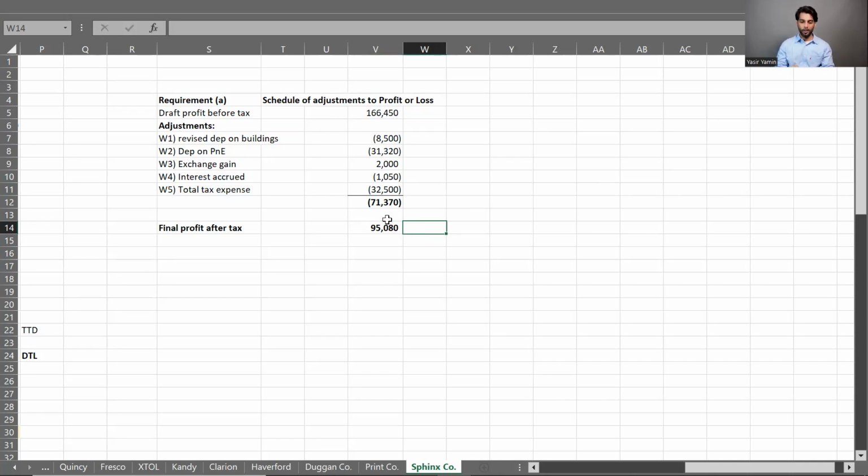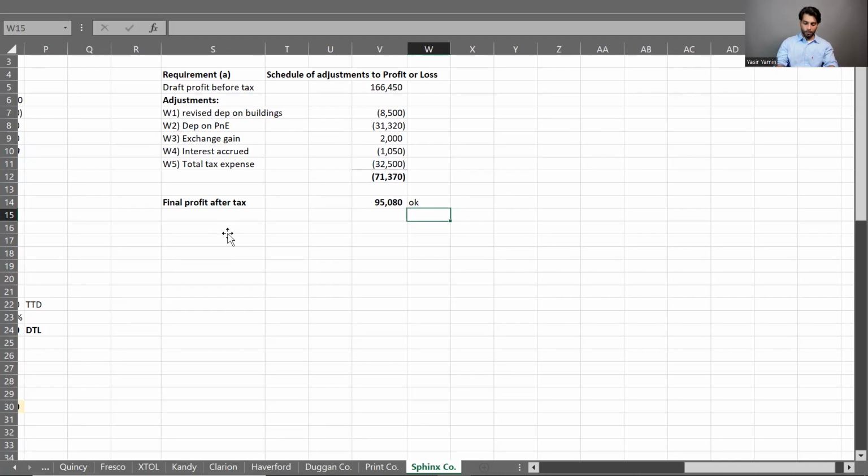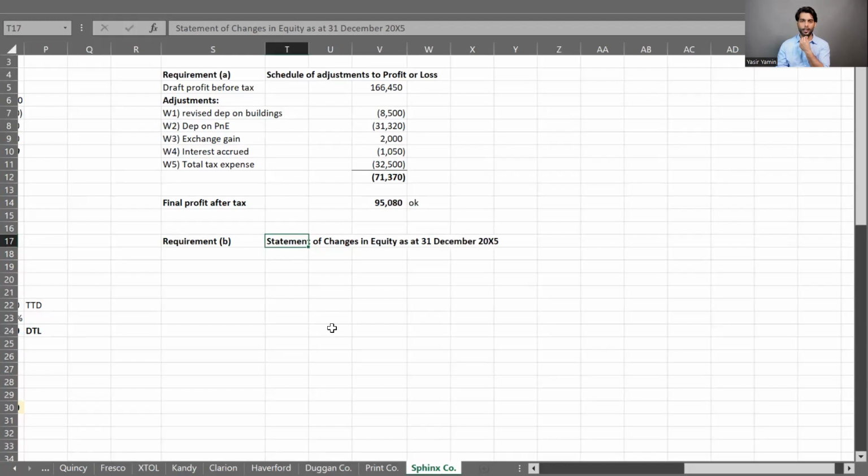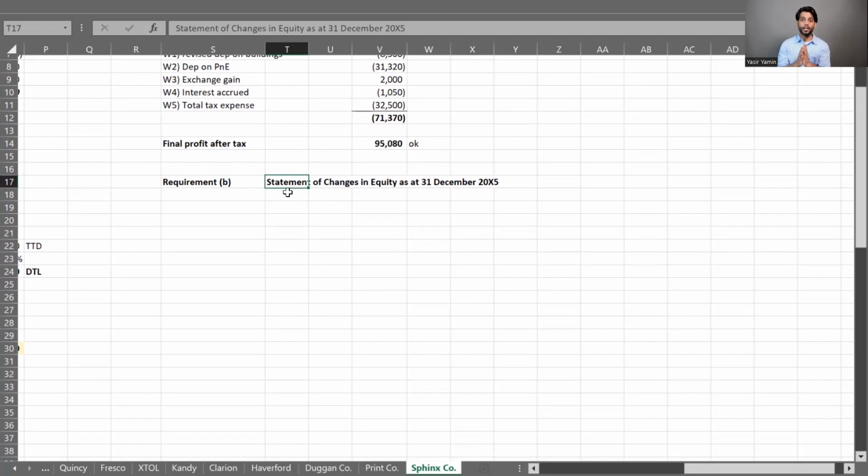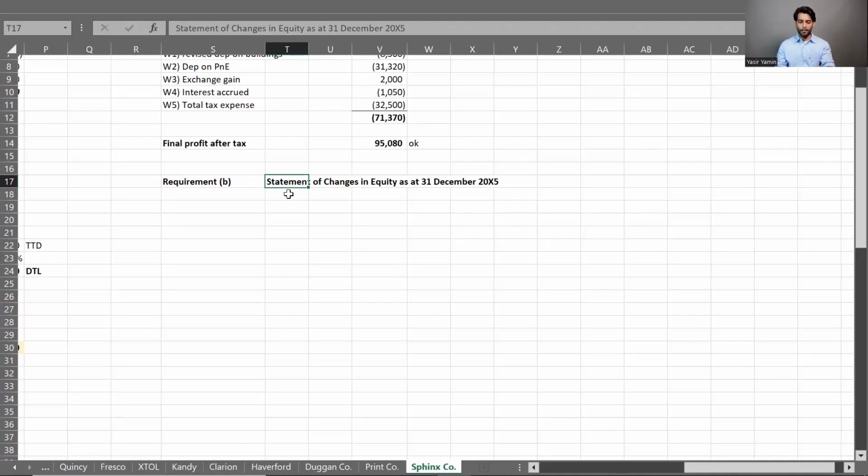Done? Very good. Now we have requirement number B, which is to prepare a statement of changes in equity as at 31st of December 20x5. So basically, this is our requirement. And how do we prepare a statement of changes in equity? You need to make a column for all equity. Equity means ordinary share capital plus all reserves. How many columns do we need to prepare? Just start giving it up to me.